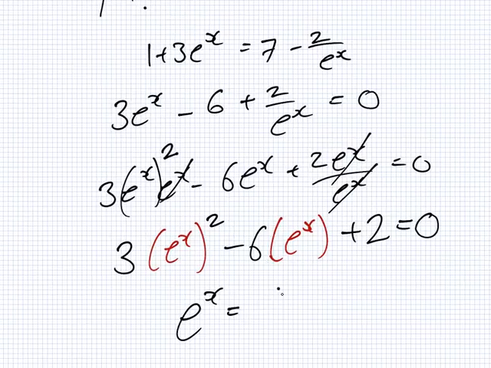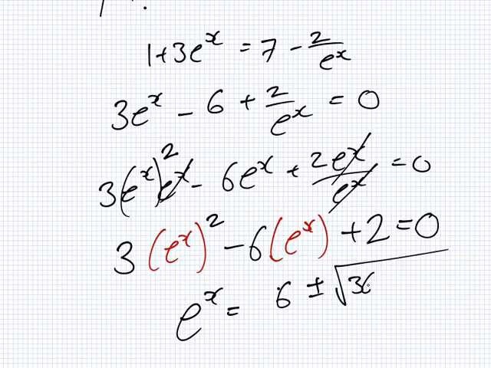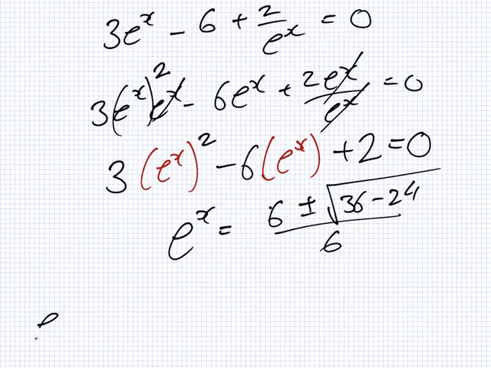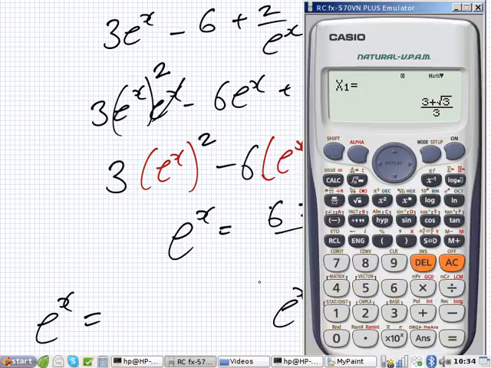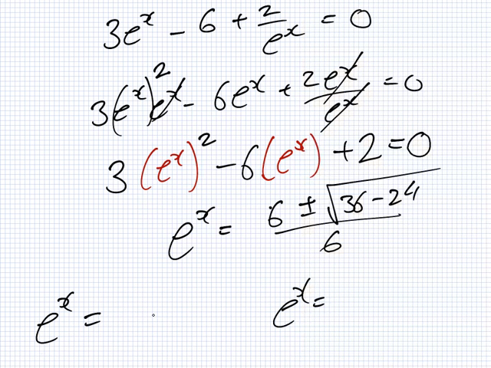e^x equals 6 plus or minus the square root of b squared minus 4ac. 4 times 3 is 12, times 2 is 24, all over 6. So you get two answers here for e^x. Either e^x equals some number here, which I'll get on the calculator, or e^x equals some other number. So the first one is 3 plus root 3 over 3.